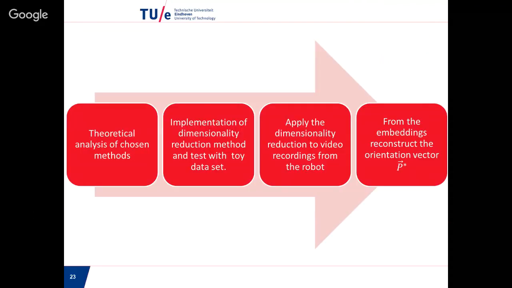First, we will do a theoretical analysis of the chosen methods, like the autoencoding variational Bayes, then implement the dimensionality reduction method and test it with a toy dataset, for example, the NORB dataset. Then apply the dimensionality reduction to the video recordings from the robot. So that's already testing with the real problem. And finally, from the embeddings, reconstruct the orientation vector that has truly produced each of the data points.